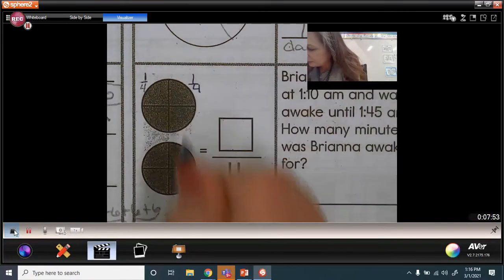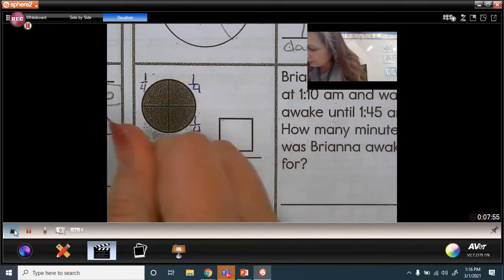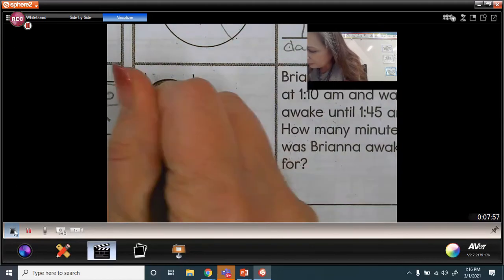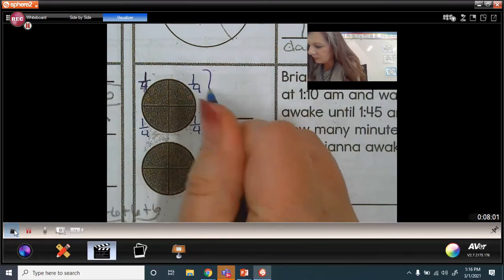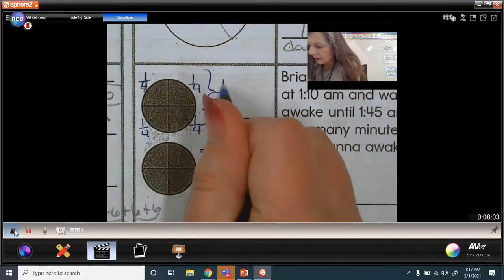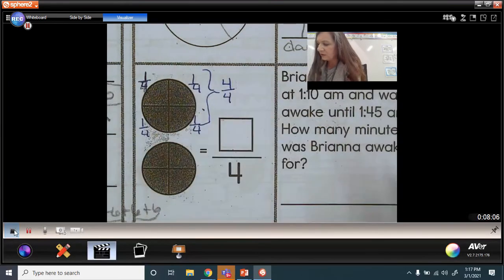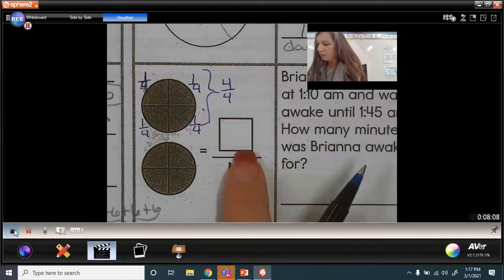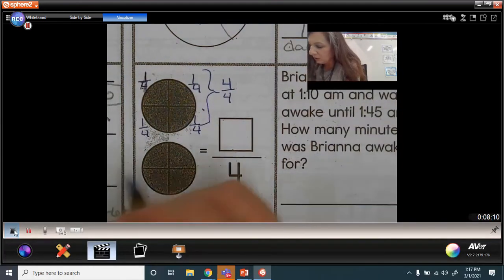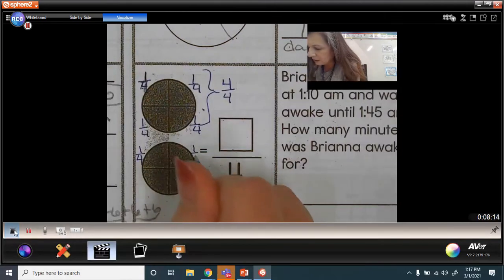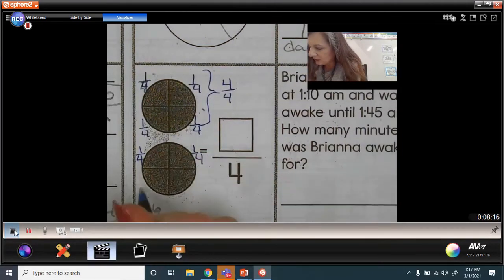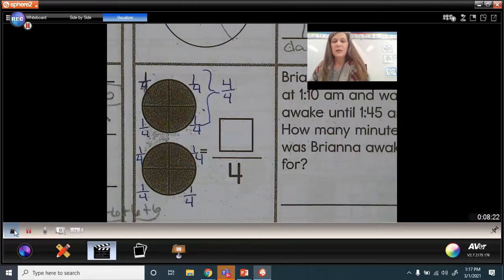1/4 here, 1/4 here, 1/4 here, 1/4 there. So this is 4/4. That is 4/4. So we still have this other whole. This is going to be 5/4. Here's another fourth, that's 6/4. Here's another fourth, that's 7/4. And here's another fourth, that is going to be 8/4.